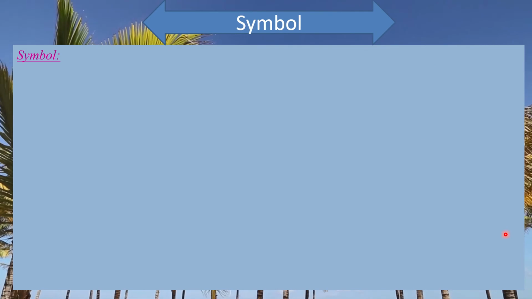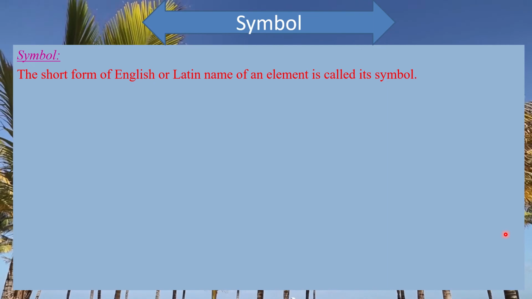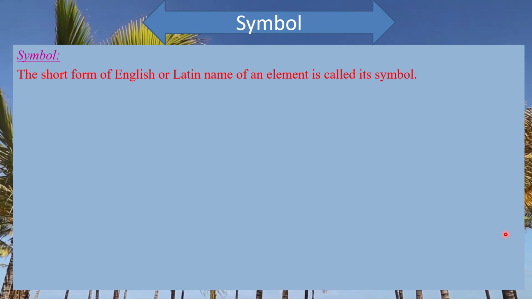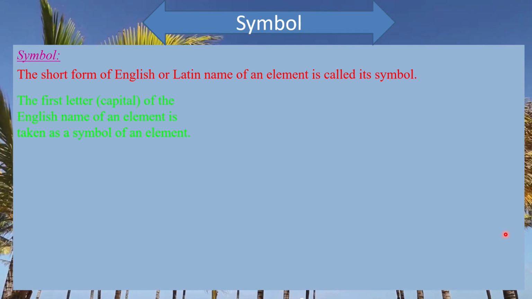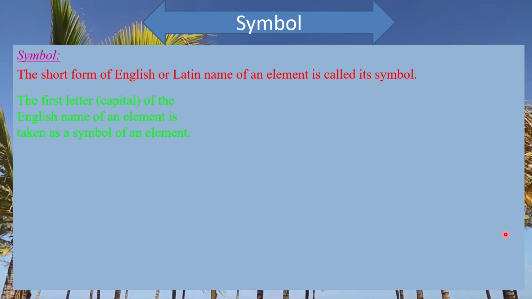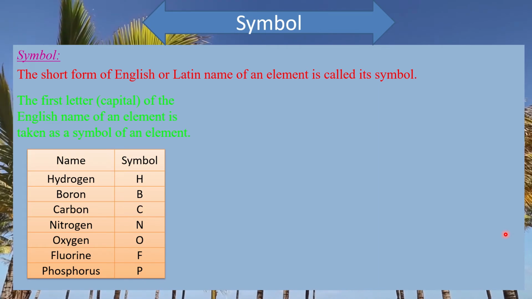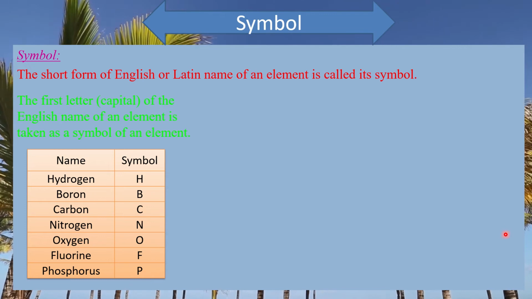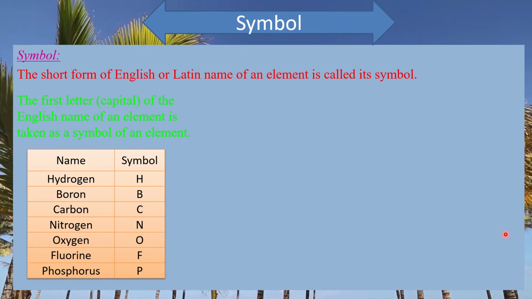What is symbol? The short form of English or Latin name of an element is called its symbol. That means some symbols of elements are taken from the Latin name of it. The first letter, capital letter of the English name of an element is taken as a symbol of an element. For example, hydrogen H, boron B, carbon C, nitrogen N, oxygen O, fluorine F, phosphorus P. These symbols are taken from the first letter of its English name.